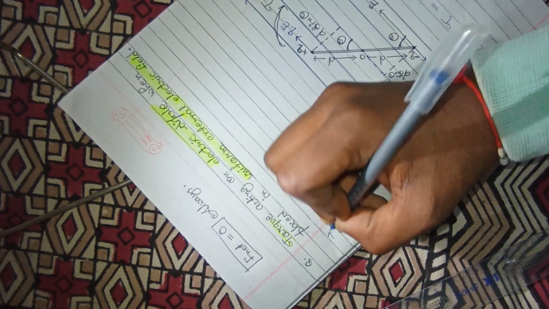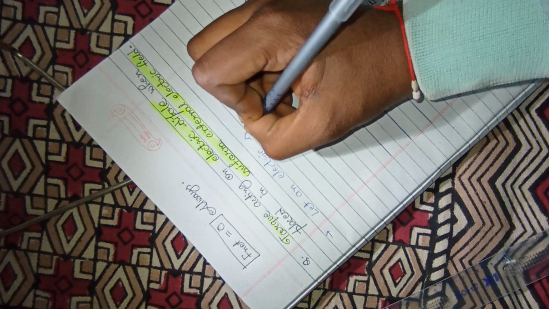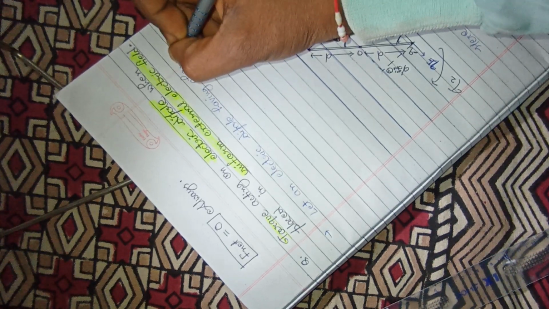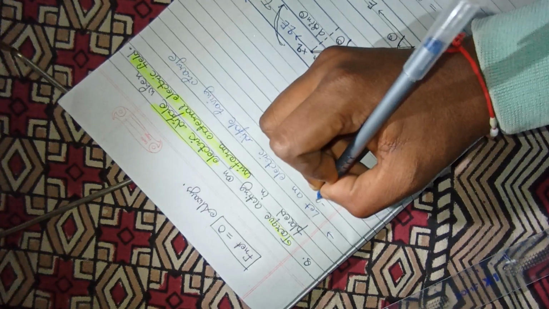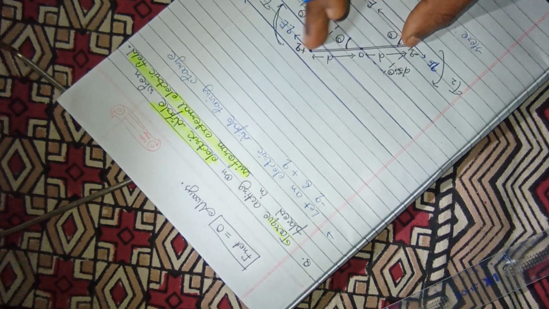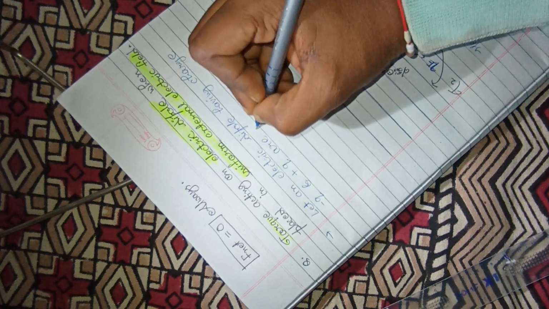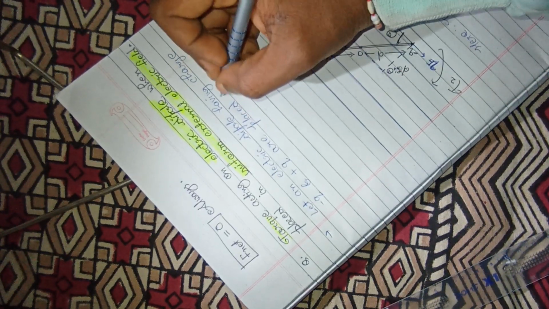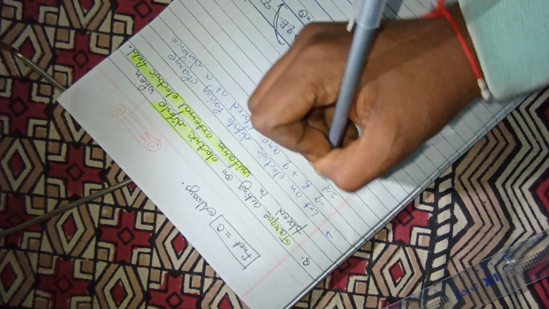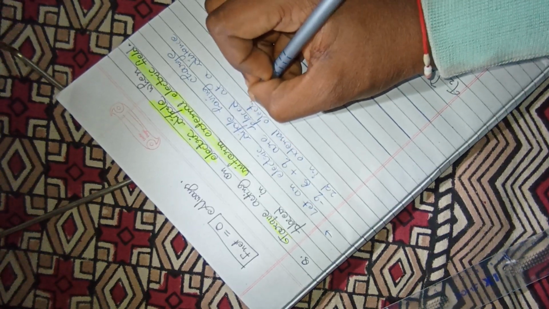So we have let an electric dipole having charge minus q and plus q, placed at a distance 2d (d plus d) in an external electric field.